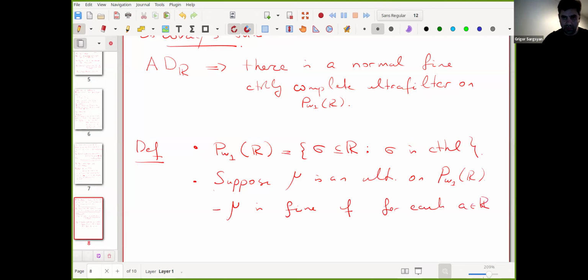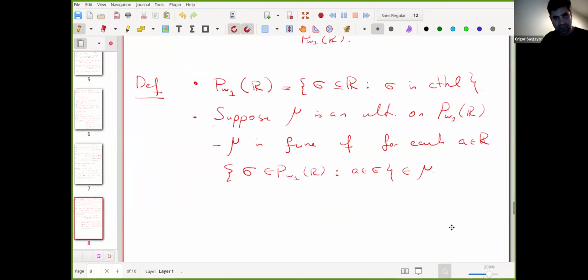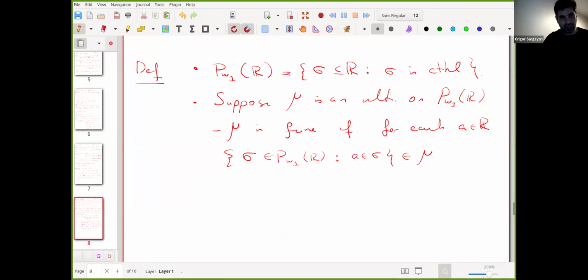A in R, I should have just done it for any set. The set of sigma such that A belongs to sigma is in mu. So this is as usual, but the normality is a little bit different because our base set is not well ordered. If it was well ordered, it would be the one that we usually do when we define supercompact cardinal. But here, because R is not well ordered and we don't assume the axiom of choice, this is actually very important.